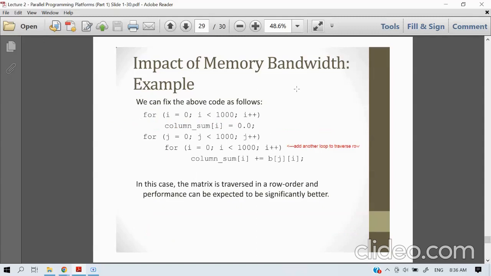Actually, it needs more time and large bandwidth. So to overcome this issue, we adjust the fragment of code by adding another loop. In this case, the matrix is traversed in row order and performance can be expected to be significantly better.